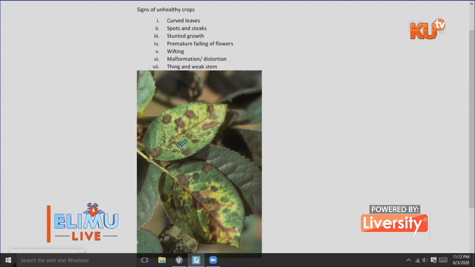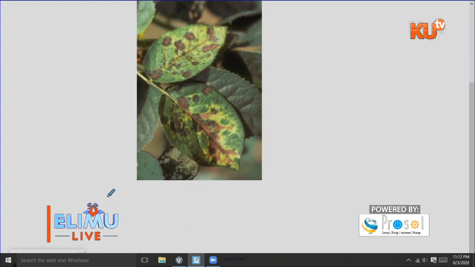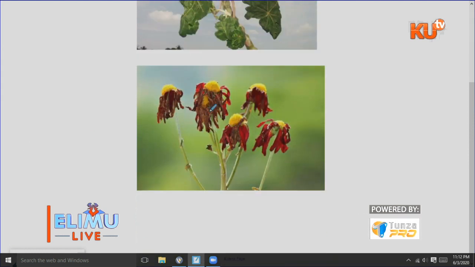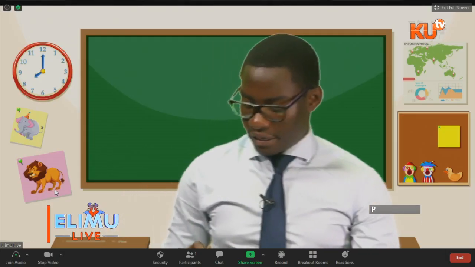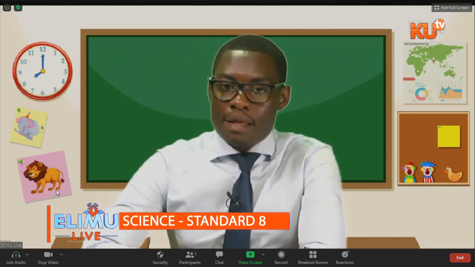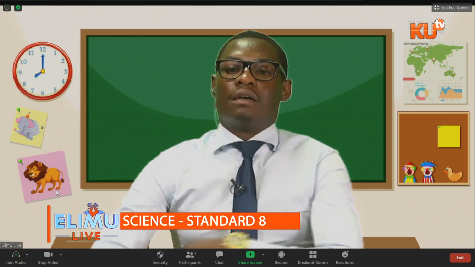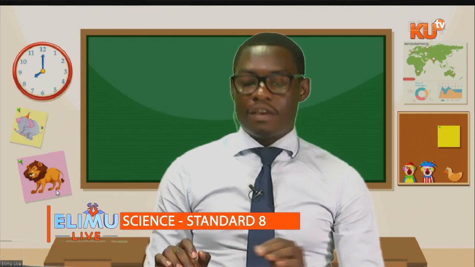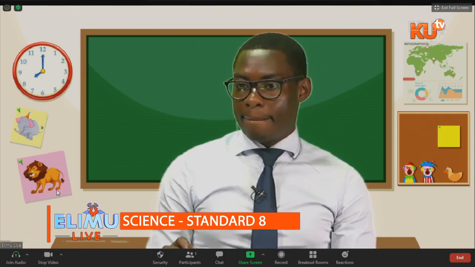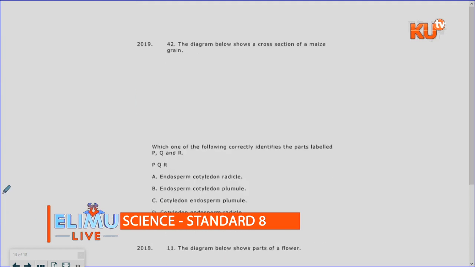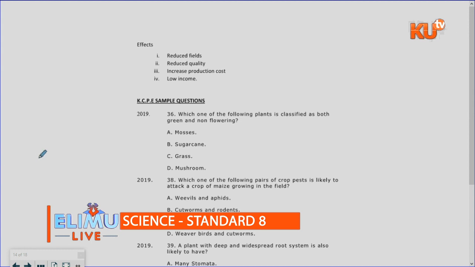So we had looked at also signs of unhealthy crops. So these are spots and streaks. This one is also another example of signs of unhealthy crops. So those are examples of unhealthy crops that you have looked at and the diagrams. So that is about plants in class 8, starting from class 1 up to where we have reached. So if you have any questions, you can keep them streaming. And as we answer the questions, we can look at just maybe 2 examples in KCPE Science.